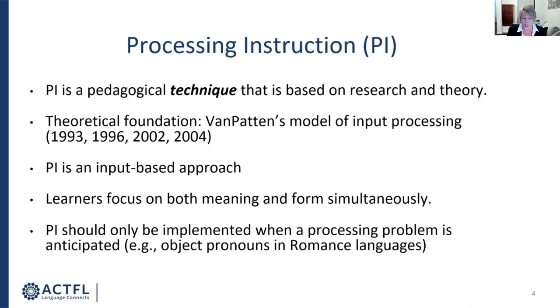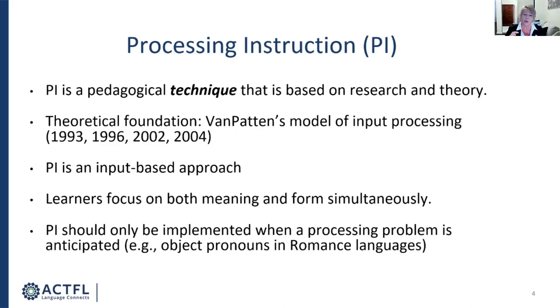With Spanish, for example, it's a pro-drop language, meaning that the subject pronoun is often dropped in the sentence. It's not there. So the word in the sentence initial position is oftentimes going to be an object pronoun. So according to VanPatten's model, students are going to process the first word that they see in a sentence or read or hear as the subject of the sentence. And that is going to cause communication breakdowns, delays in the acquisition process.